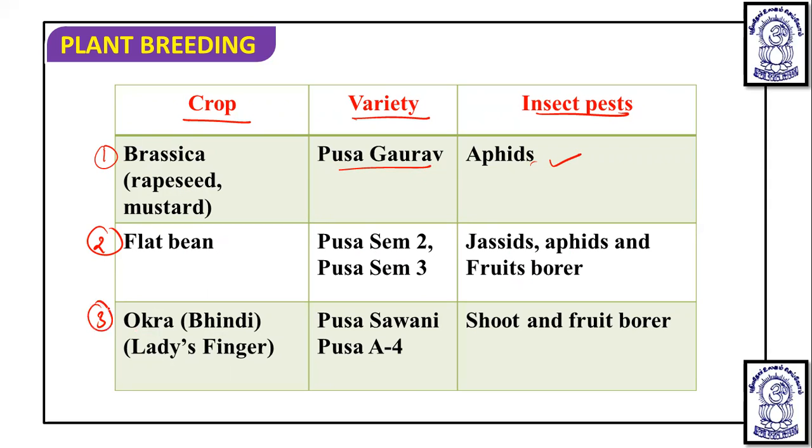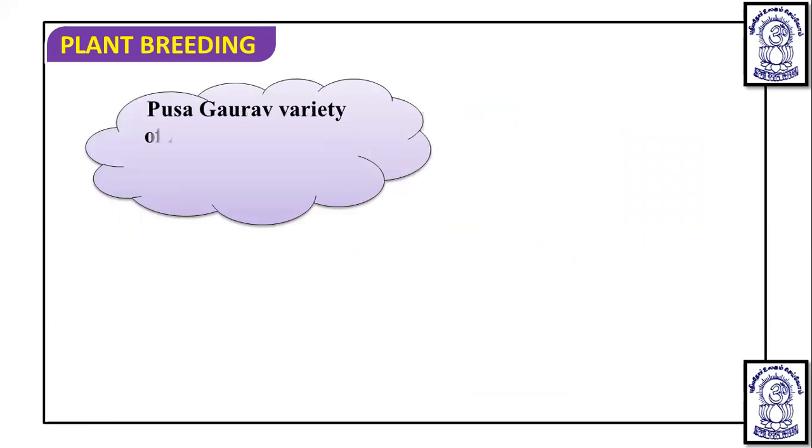Third is okra, also known as bhindi or lady's finger. Its two varieties are Pusa Sawani and Pusa A4. These provide resistance against shoot and fruit borer insects. In such a way, by plant breeding, or by morphological, biochemical, or behavioral resistance, resistance against insects or pests can be achieved.